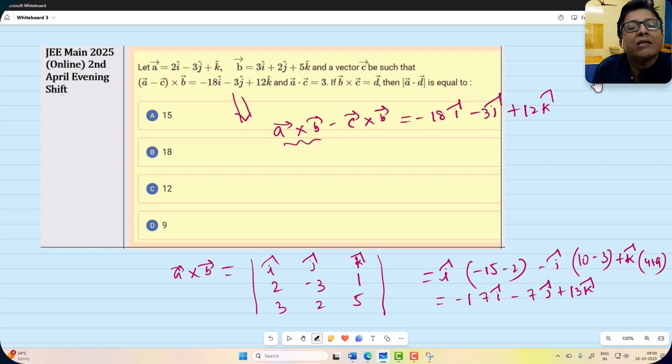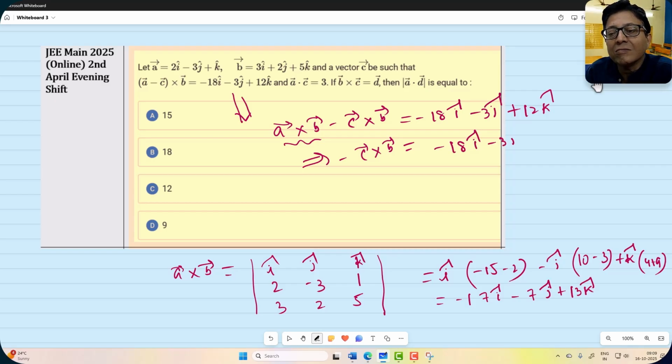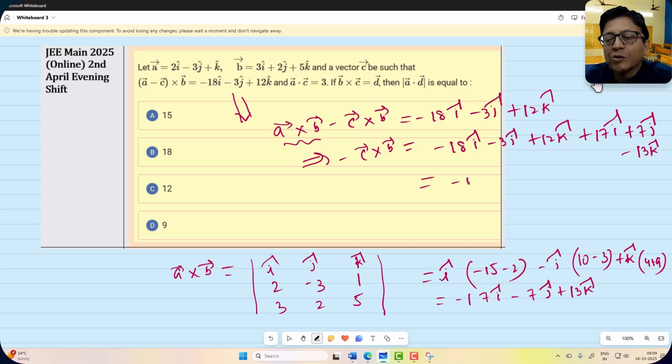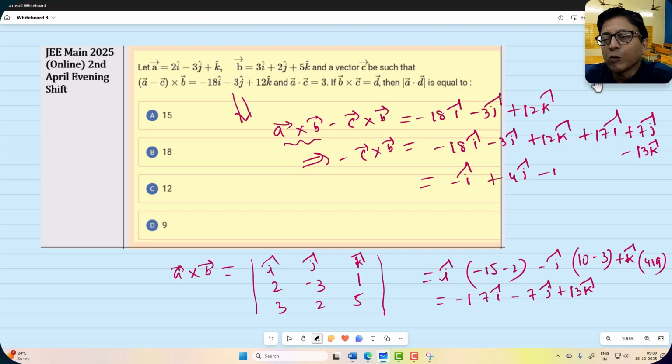You can substitute there. From this equation you get minus C cross B equal to minus 18I plus 3J minus 12K, plus 17I plus 7J minus 13K. So this will be minus I plus 4J minus K. So you got minus C cross B in this form.